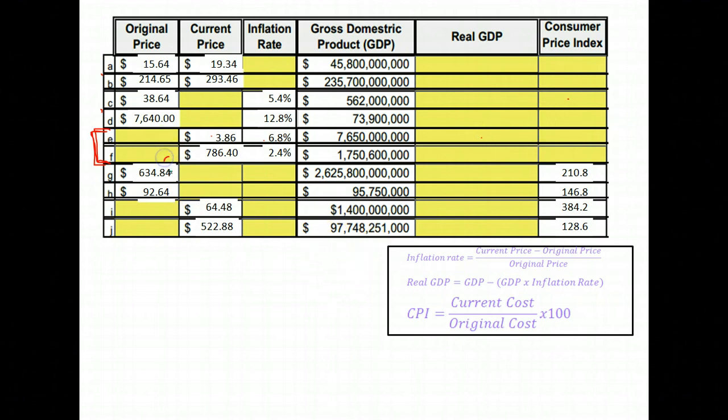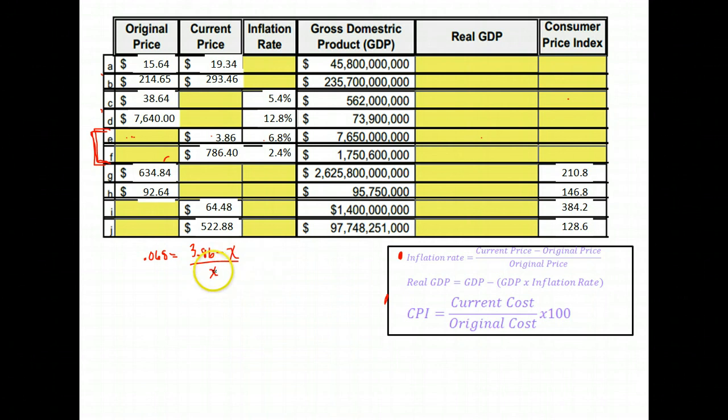Let's start with our first item over here. We're going to find our original price. To do that, we're going to use the formula for the inflation rate. Because we have the inflation rate, we're going to fill that in right here. The inflation rate is 6.8%, so 0.068, if I move my decimal over, equals the current price minus the original price. Well, the current price is $3.86 minus the original price, which we don't know, so I'm going to call that my x, divided by the original price. I'll call that my x also.